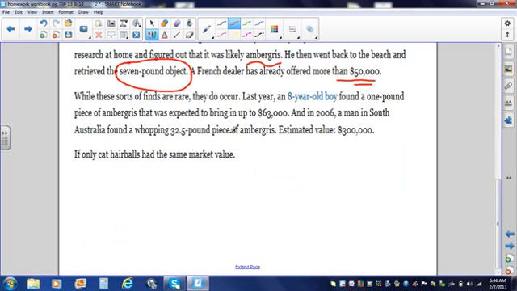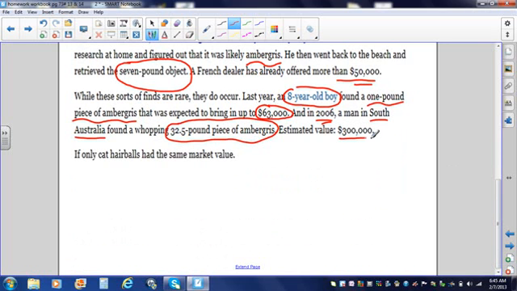You think that's strange? Last year, an 8-year-old boy found 1 pound of ambergris whale vomit, and he's supposed to get like $63,000. And in 2006, a man in South Australia found a 32.5 pound piece of whale vomit, ambergris. He's supposed to get $300,000. So I'm thinking, dudette, Australia is a place to be. Walk the beach. You might find some ambergris whale vomit. Now, if only cat hairballs had the same amount of money attached to them, we'd all be in a better place.